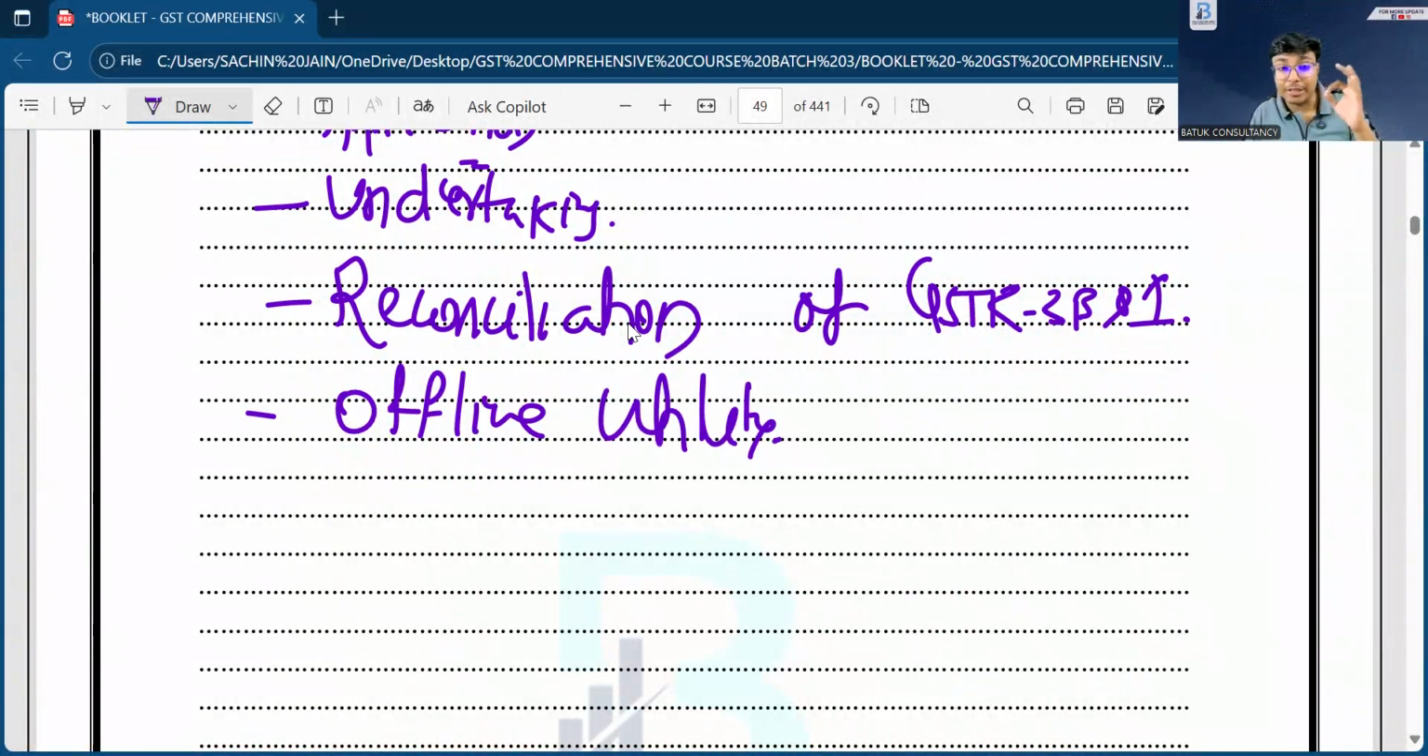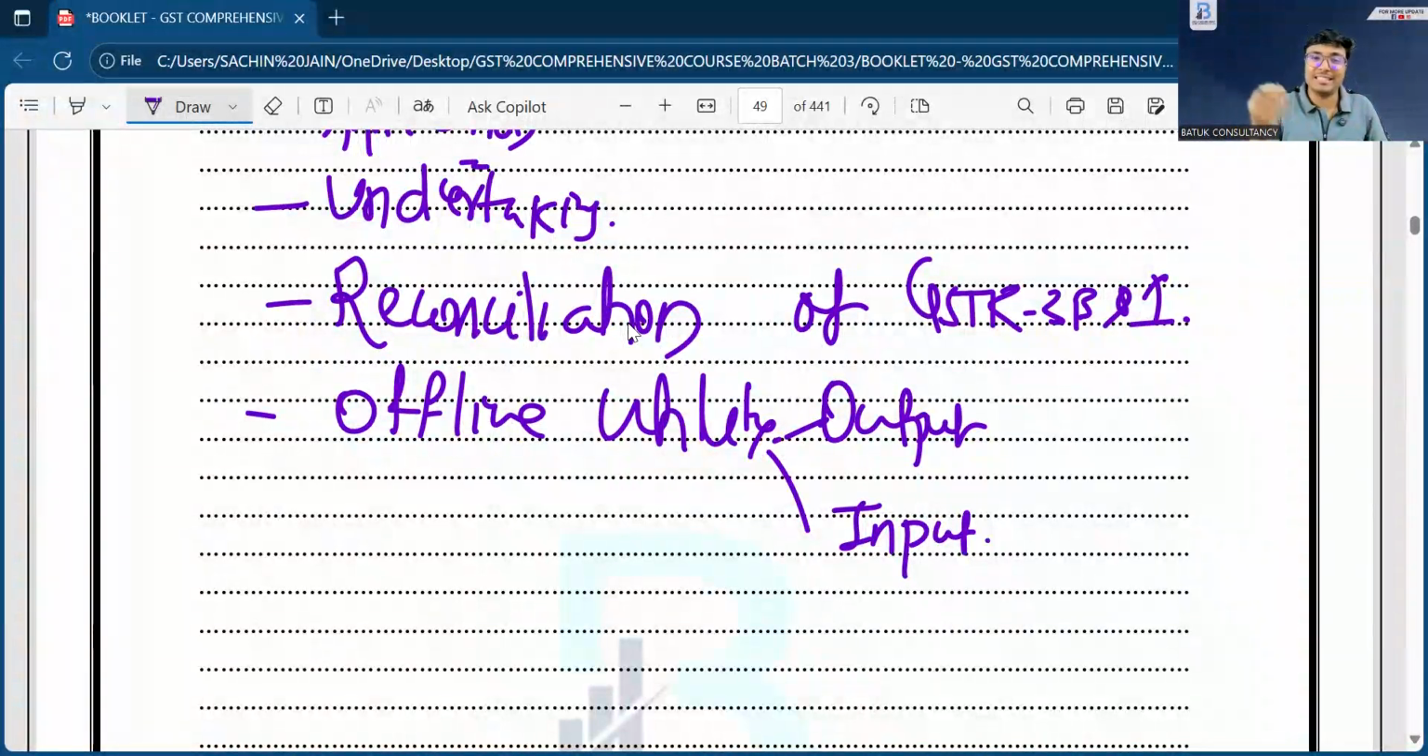From that offline utility, your JSON will be generated and the same will be uploaded on the GSTN common portal. What do you mean by this offline utility, and what data do we have to put in it? You have to provide the details related to your output and your input: invoice number, taxable value, IGST, CGST, SGST. After putting the data in this offline tool, one JSON will be generated, and you have to upload that JSON on the GSTN common portal.